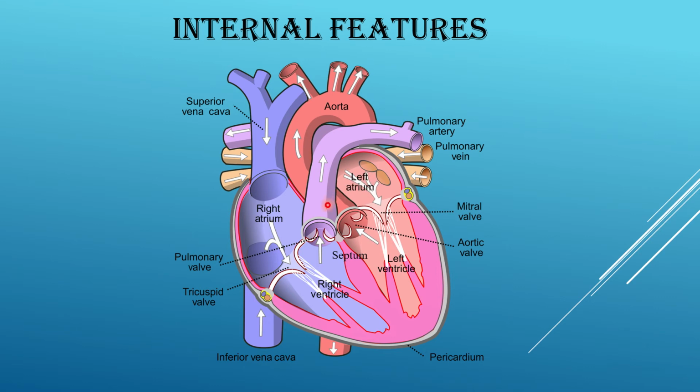Now we come to the blood vessels that take blood away from the heart. The blood vessels that take blood away from the heart are the pulmonary artery and the aorta. The pulmonary artery arises from the right ventricle taking deoxygenated blood to the lungs, right? This pulmonary artery is a trunk that divides into two arteries entering the respective lungs. After oxygenation, the blood comes through the pulmonary vein into the left atrium.